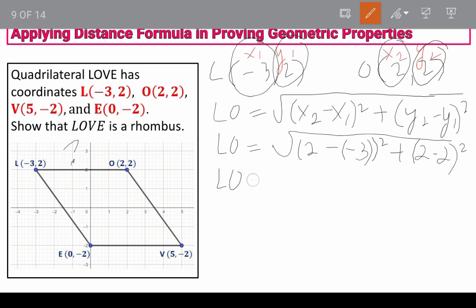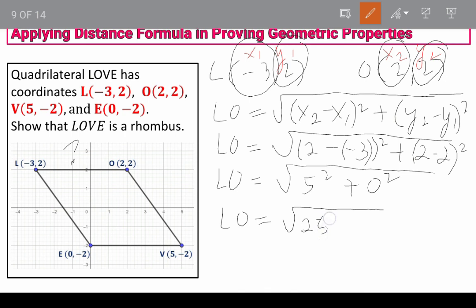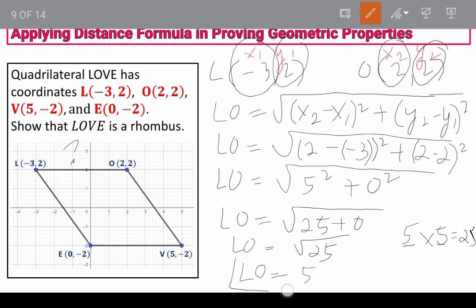So LO is equal to 2 plus 3 squared, which is 5 squared, plus 2 minus 2 is 0, so you have 0 squared. LO is equal to the square root of 5 squared, which is 25, plus 0. So LO is equal to the square root of 25. Let's simplify the square root of 25. What number, if you multiply it to itself, is equal to 25? Very good. That is 5, because 5 times 5 is equal to 25. So the square root of 25 is equal to 5.